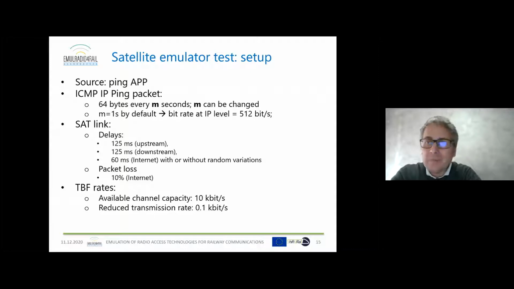Here we can see some results we collected during the first test of our emulator inside our lab. Here we can mention the ping command, where we sent an ICMP IP ping packet composed of 64 bytes every m seconds. Of course, we can modify this value of m. We chose the default value of 1 second for the ping command, and we have a bit rate at IP level of 5012 bits per second.